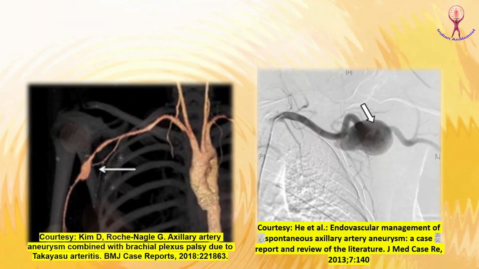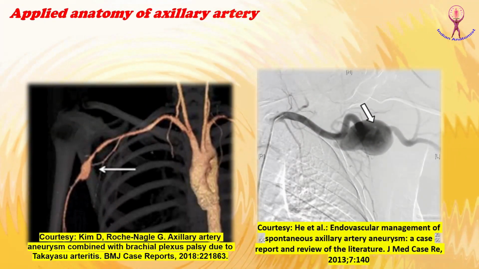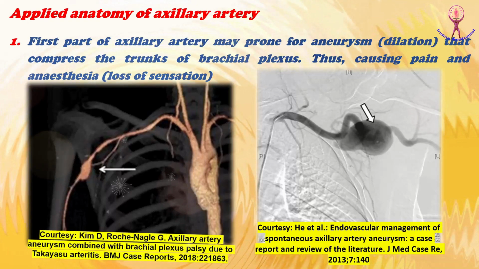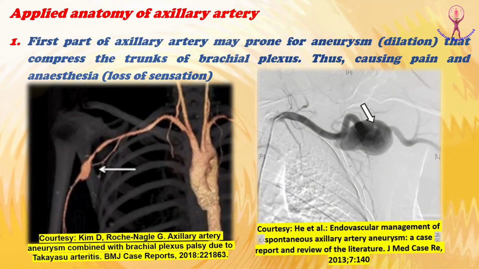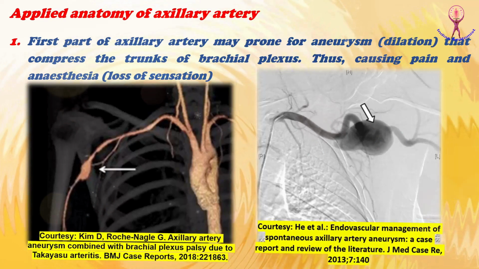Dear students, it is time to discuss the applied anatomy of the axillary artery. First one is axillary artery aneurysm. Aneurysm means dilatation of arteries. The first part of the axillary artery may be prone to aneurysm, which compresses the trunks of the brachial plexus, thus causing pain and anesthesia, or loss of sensation, along the area supplied by the branches of the brachial plexus.